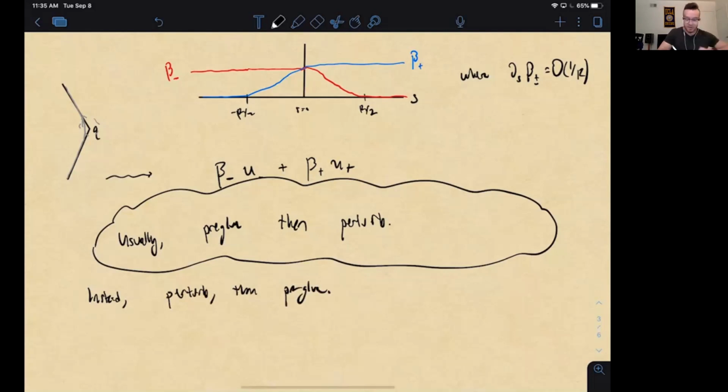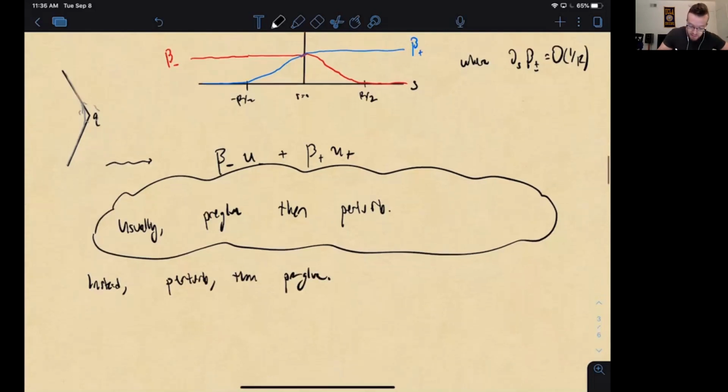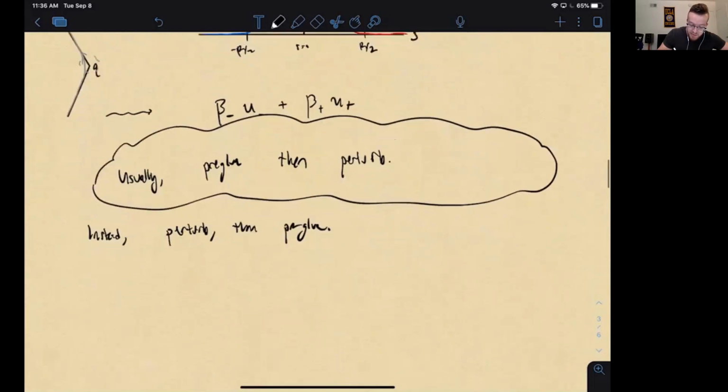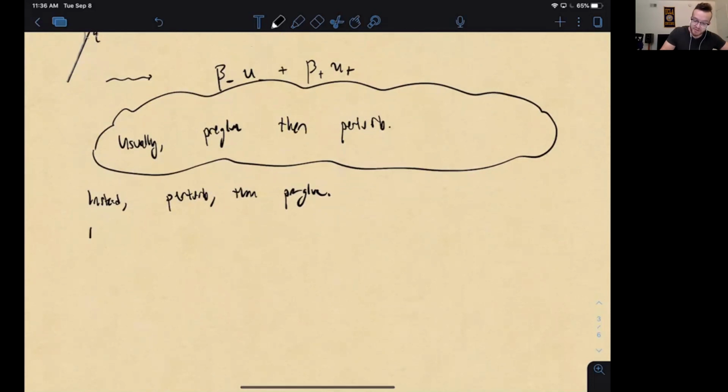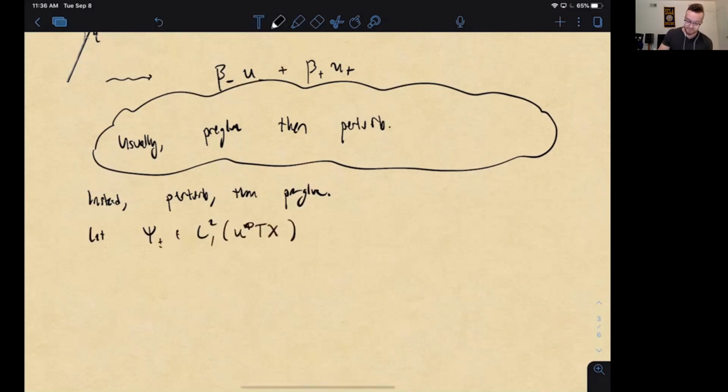So by this I mean I'm going to let psi plus or minus be small sections of whatever our Banach space is, or small elements of whatever our Banach space is. Maybe C0 small. And what I want to do is with psi plus and psi minus, I want to perturb U minus and U plus individually.